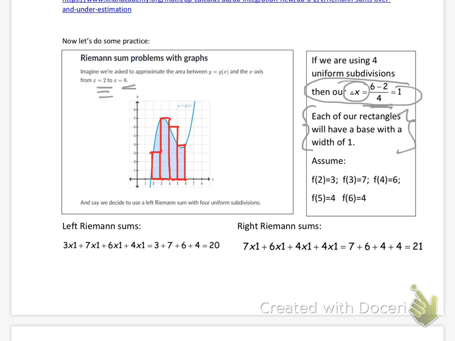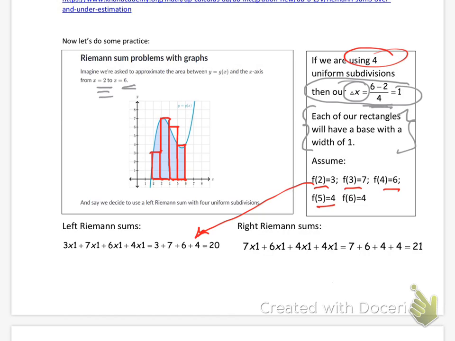There are 4 of them. They asked us to have 4 uniform subdivisions. We have it. I've given you these values right here, here, and here. We are using the first 4 values when we do the left Riemann sum. So that's here. Changing color.